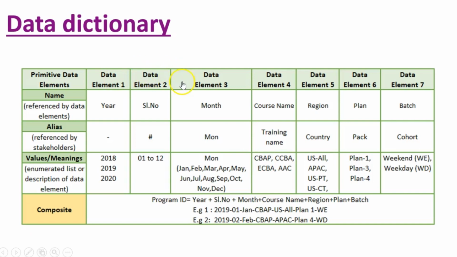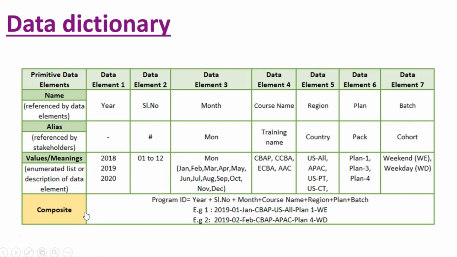So all these are different data elements, and as you can see here, the name is nothing but what it is exactly. So the first data element is year, serial number, month, and so on. Alias is something like what is another way of representing it or calling it. So month can also be called as MON. If another stakeholder says MON, it means month. If some stakeholder says training name, it's the same as course name. And region can also be called country. Plan can also be called pack. Batch is also known as cohort.